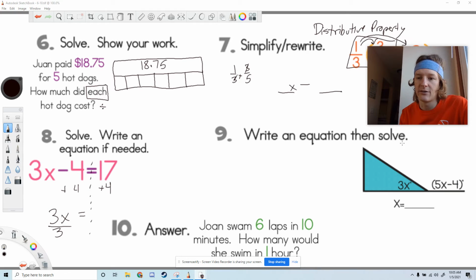Number 9, we need to write an equation and then solve. So we have 3x on the inside of this triangle here for this angle. And we have this angle here is 5x minus 4. We need to figure out what x equals.